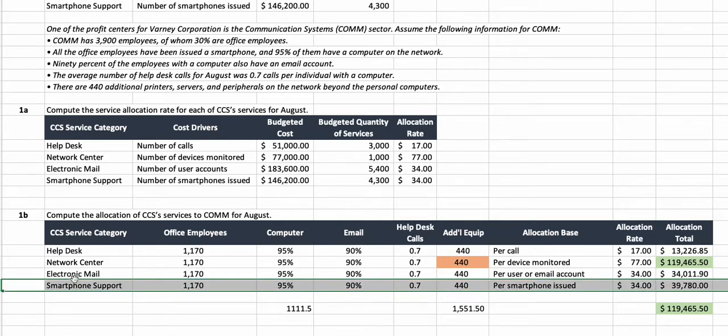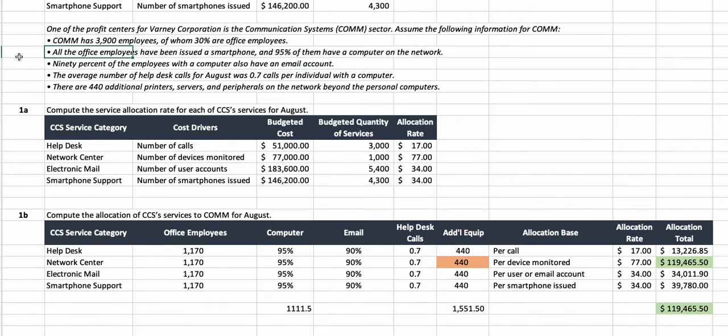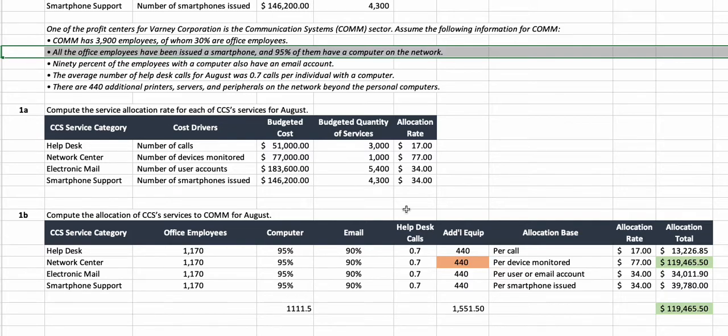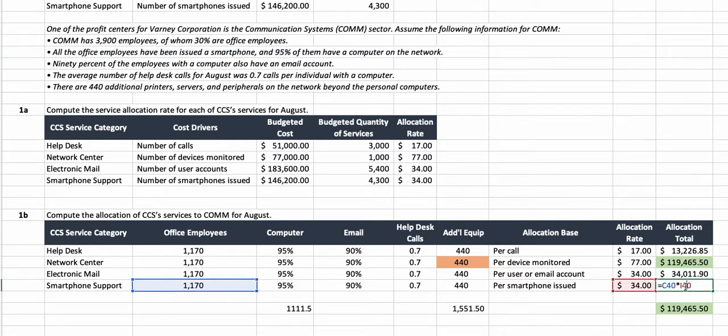Now the final one is the smartphone support. So with the smartphone support, let's go all the way back up here, and we see that all of the office employees have been issued a smartphone. So with this one, it's much simpler. We're now taking our full universe here of office employees, and we're multiplying it by that allocation rate.